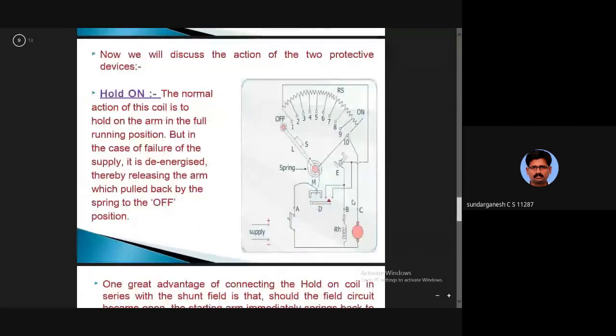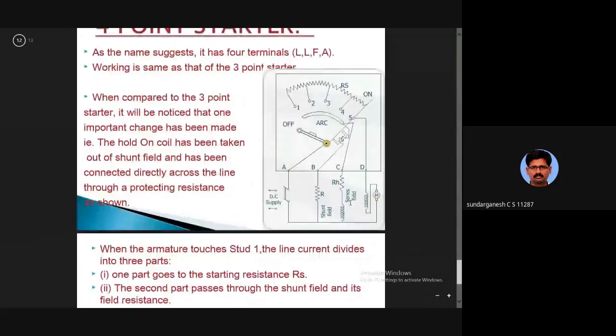So in the 4-point starter, the connection is different. The advantage is that if you change the values in the shunt field or series field, it will not affect the hold-on coil. That is a great advantage in the 4-point starter. Here, when you move the handle to the first position, the current is divided into 3 parts. One current flowing through this, another current through this, another current through this. Okay.